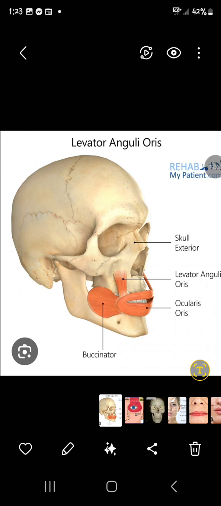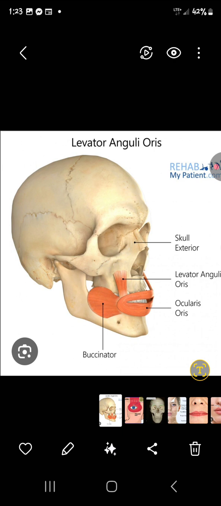Levator anguli oris. So just looking at that, we know it raises. Levator raises. Anguli, different spin on angulus, but it's the same thing. It's at an angle. Anguli is an angle. Oris is the mouth. So raises at an angle of the mouth. The definition is a small muscle at the angle of the mouth. It elevates the angle of the mouth.